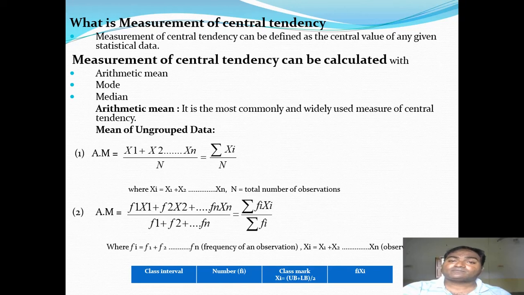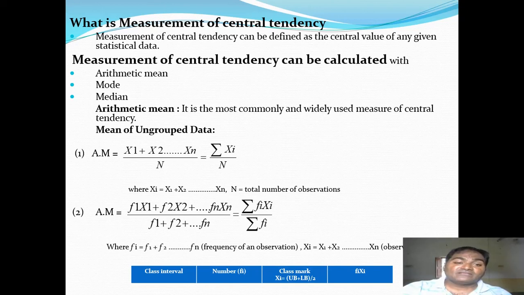Next comes the arithmetic mean where, in certain cases, some observations repeat frequently. If I take students who got 25 out of 25, and there are 6 students, I cannot write 25 plus 25 plus 25 plus 25. So what do I do? I write 6 into 25. That is, the frequency of 25 is 6. In that way, we get the arithmetic mean of ungrouped data.